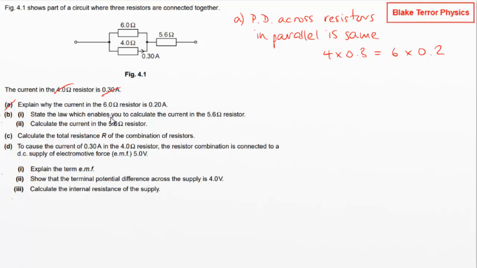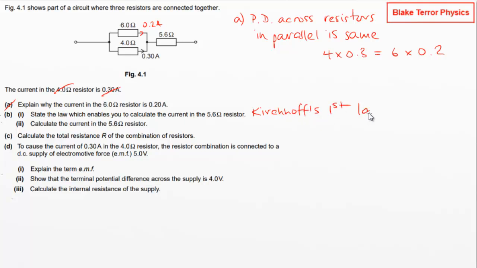Part B, state the law which enables you to calculate the current in the 5.6 ohm resistor. So here we're going to be combining our two currents, because we just said that's 0.2 amps. If we're combining these two at a junction, this is going to be Kirchhoff's first law.